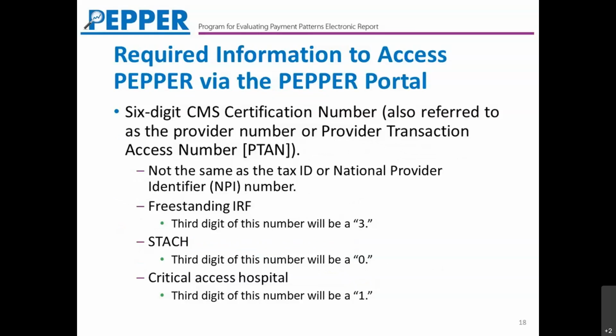We saw that you will need to enter some information to access your PEPPER through the portal. First, you'll be asked to enter your 6-digit CMS certification number, which is also referred to as the provider number or the provider transaction access number, the PTAN. This number is not your tax ID or an NPI number. For freestanding IRFs, the third digit of that number will be a 3. For short term, the third digit is going to be a 0, and for critical access hospitals, the third digit will be a 1. So it's just some extra information to help you if you're trying to locate that 6-digit CMS certification number.